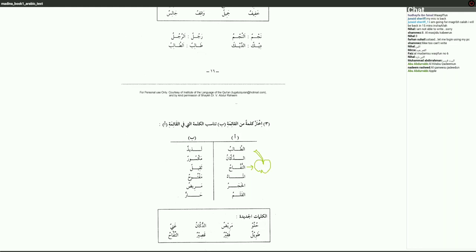Okay, brothers, I would like you now to think of these words and try to link them up. We have a new word here, maridun. What's the meaning of maridun? Sick. Jayid, maridun means sick. What's the opposite of maridun? Anybody?